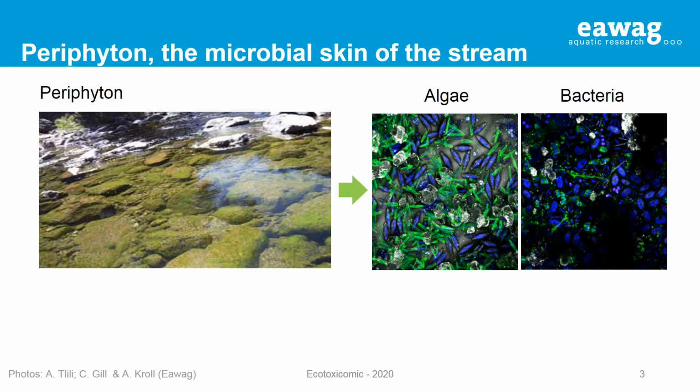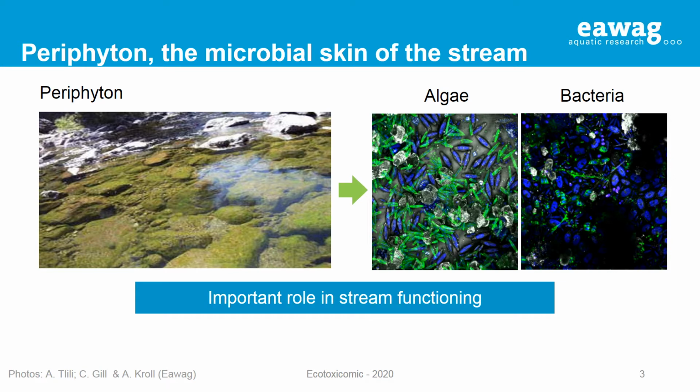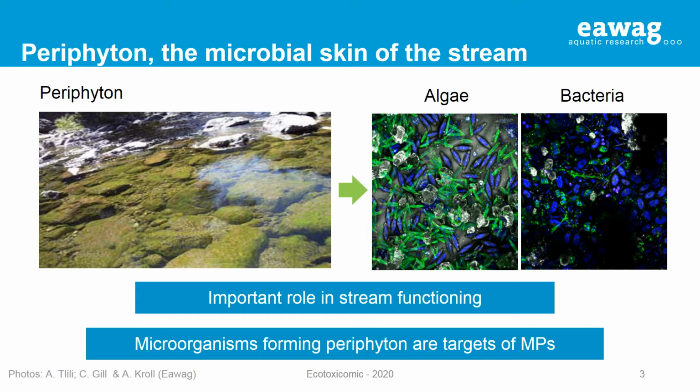To achieve this goal, we use Periphyton as a biological model. Periphyton is considered as a microbial skin of the stream, and it consists of a complex assemblage of microbial communities including algae and bacteria which are growing at the surface of the river bed. Periphyton plays an important role in ecosystem functioning, and microorganisms forming Periphyton are potentially targeted by micropollutants. Indeed, some species in Periphyton are particularly sensitive to micropollutants, while some others can be quite tolerant.